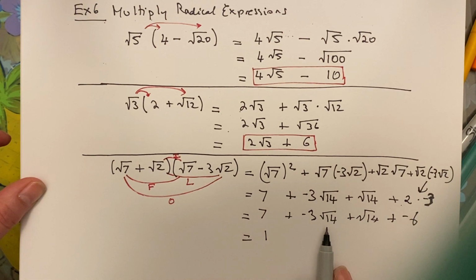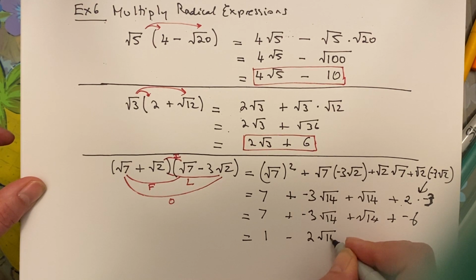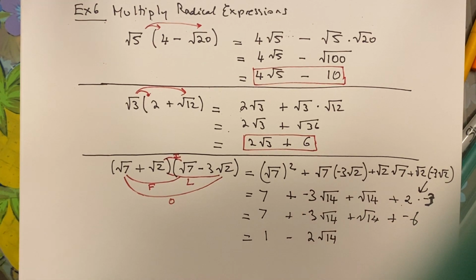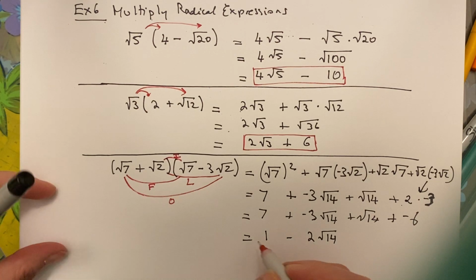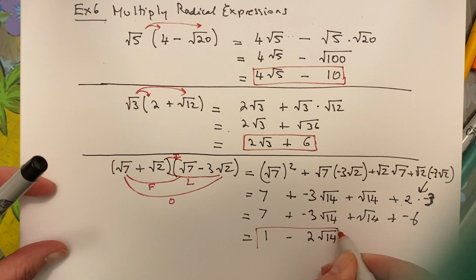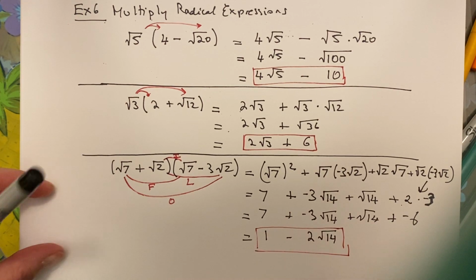But I do have like terms here. I have a negative 3 square root of 14, and I have just a square root of 14. And I can combine those, and this will give me negative 2 square root of 14. And that is the answer to my problem. 1 minus 2 square root of 14.